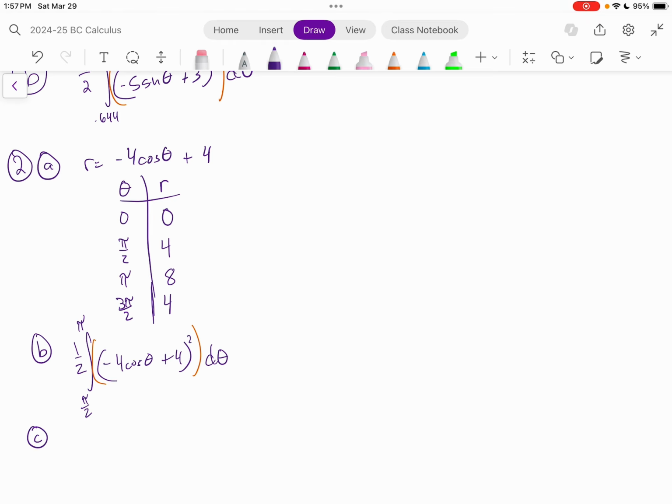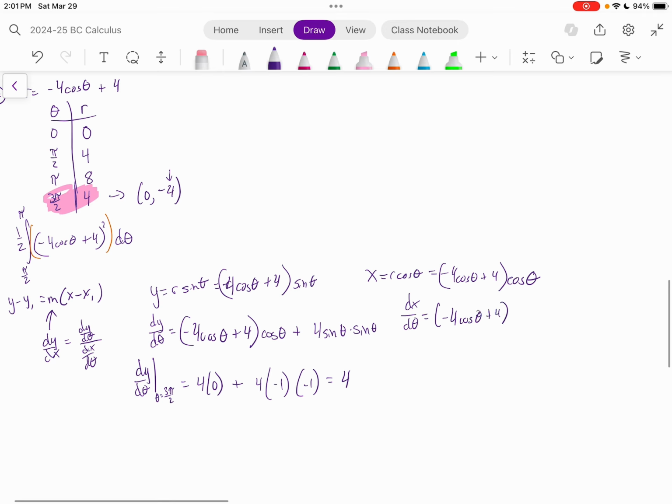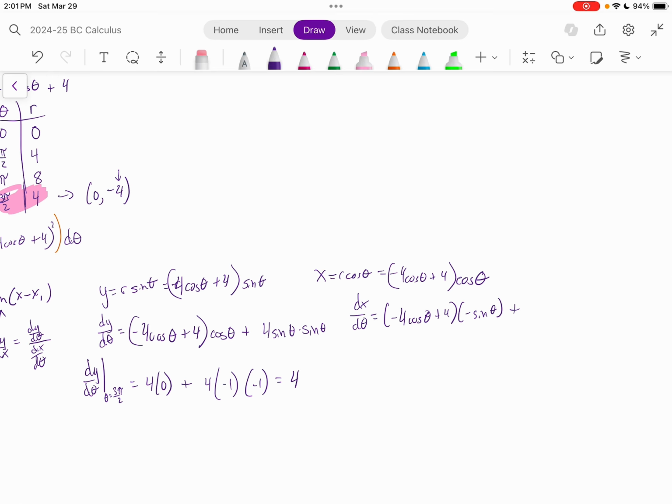That's good. And then dx d theta, we have to take this derivative also. It's going to be very similar. It's the mess times the derivative of the second plus the derivative of the mess times cosine theta. And dx d theta, evaluated at 3 pi over 2, is equal to, let's see, cosine is 0 there, so that's just 4 times negative sine theta, negative, so that's +1, plus 0, so this is just 4.